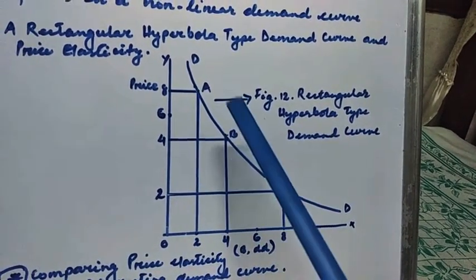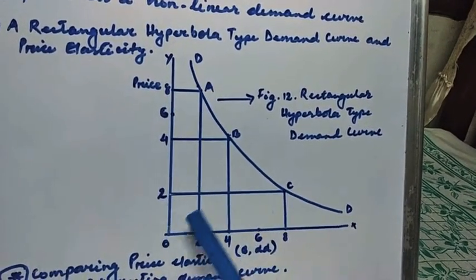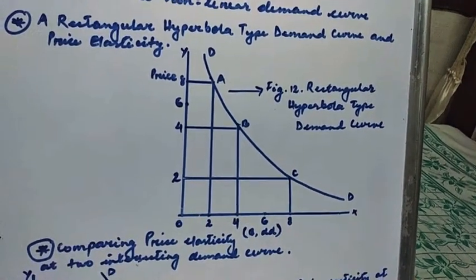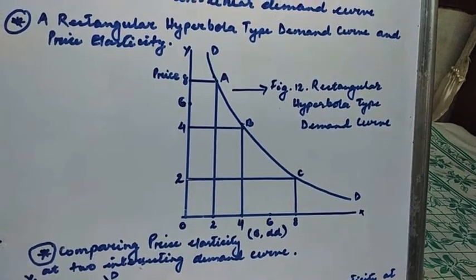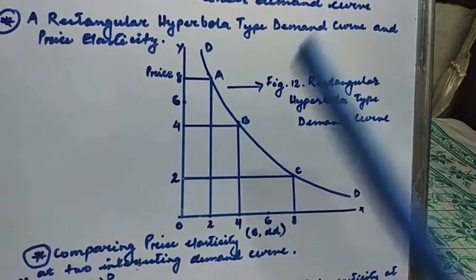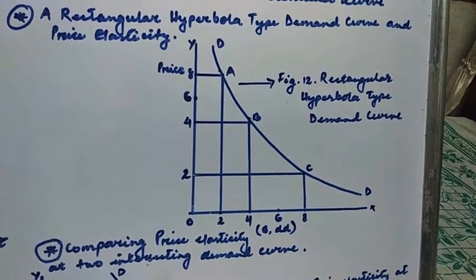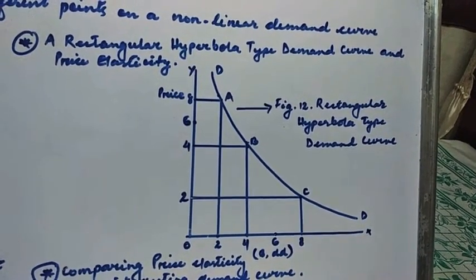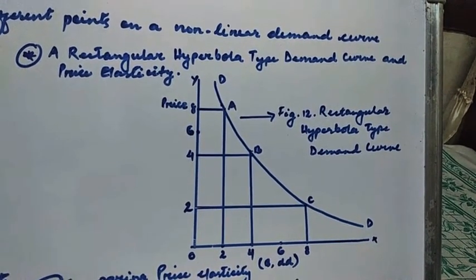So in all the points A, B, C, in all the rectangles A, B, C, their area is equal to 16, all three of them. So that is why we have the rectangular hyperbola demand curve, and the price elasticity at all the points A, B, C equals 1. So it is unitary price elasticity when it comes to a rectangular hyperbola type demand curve. Their price elasticity will be equal to 1 in this case.